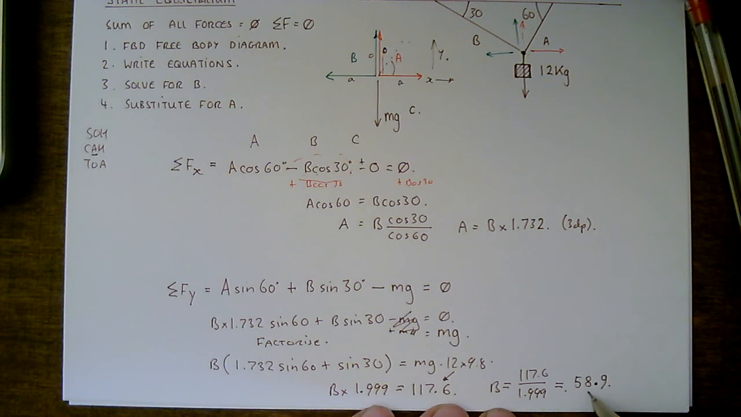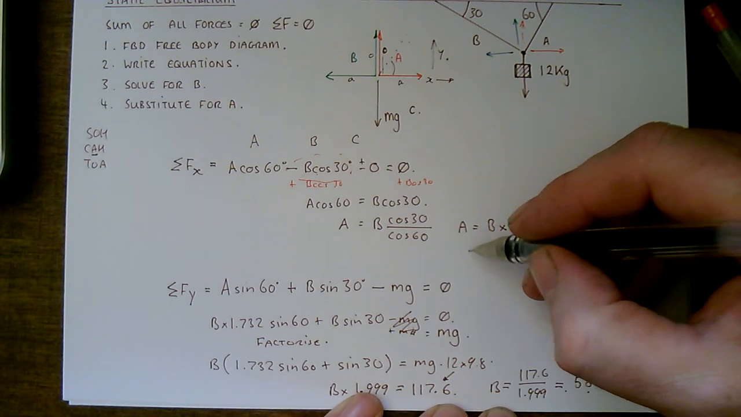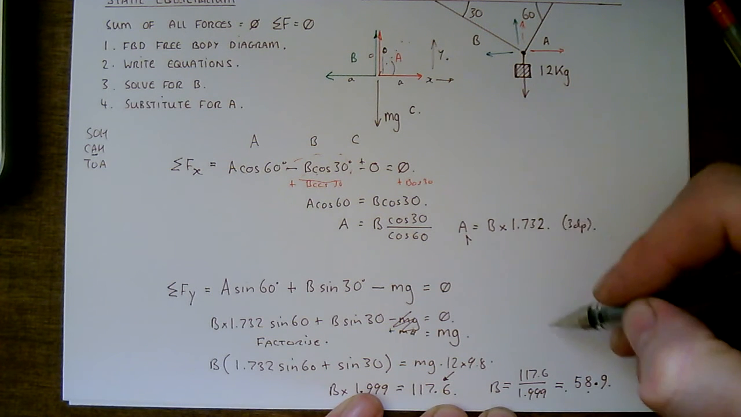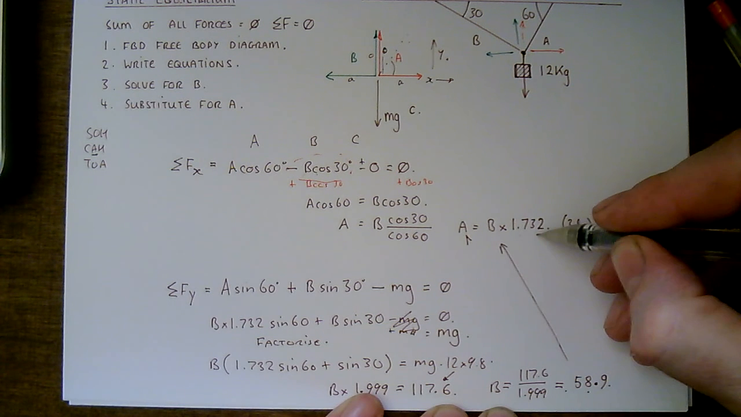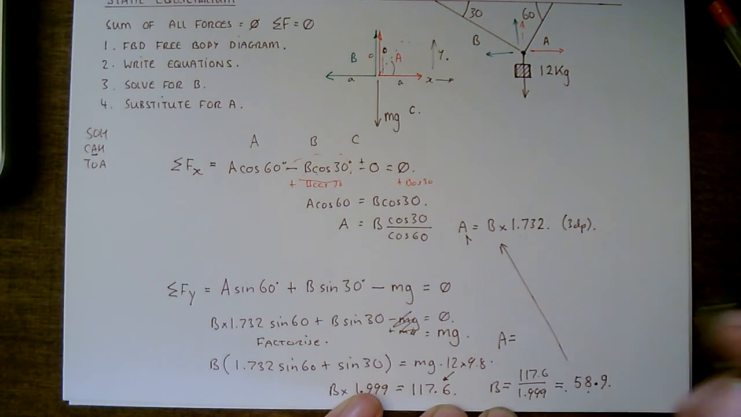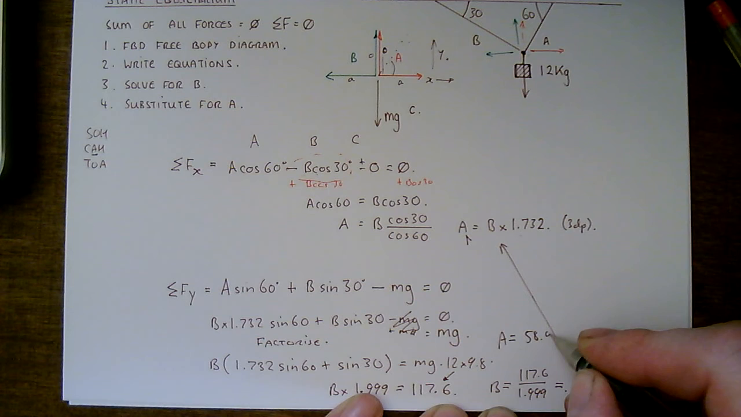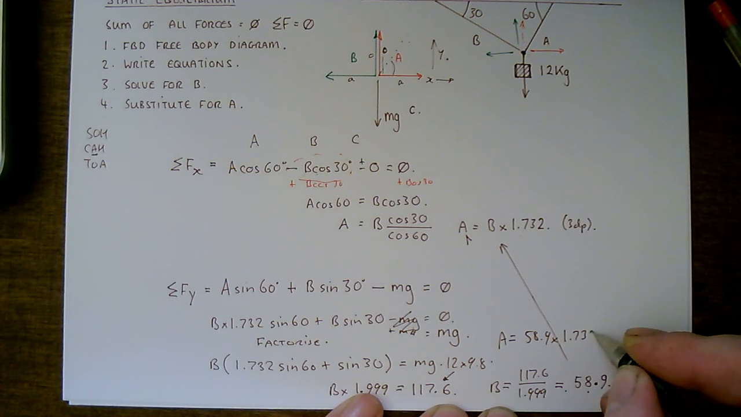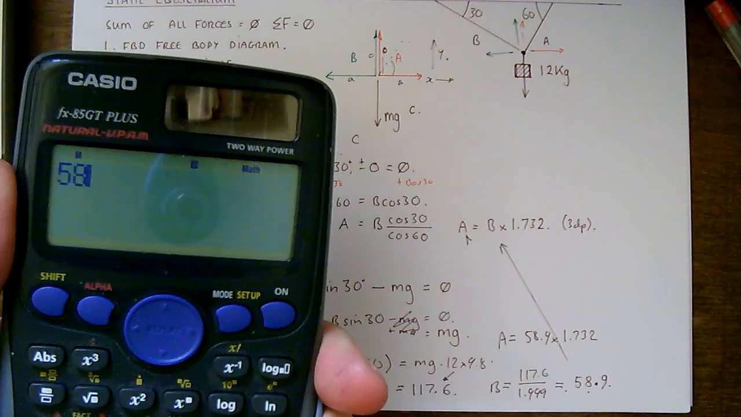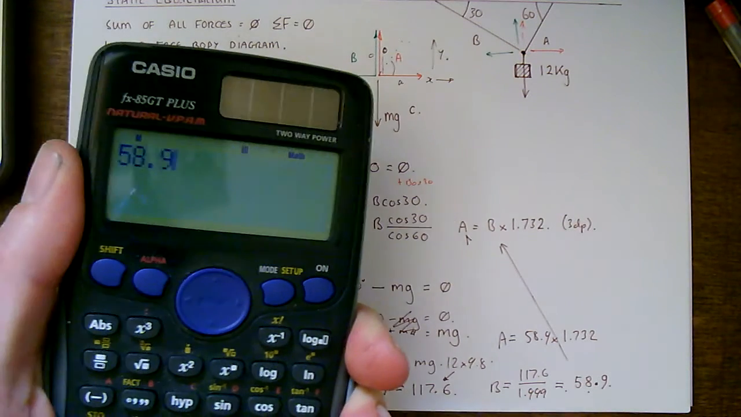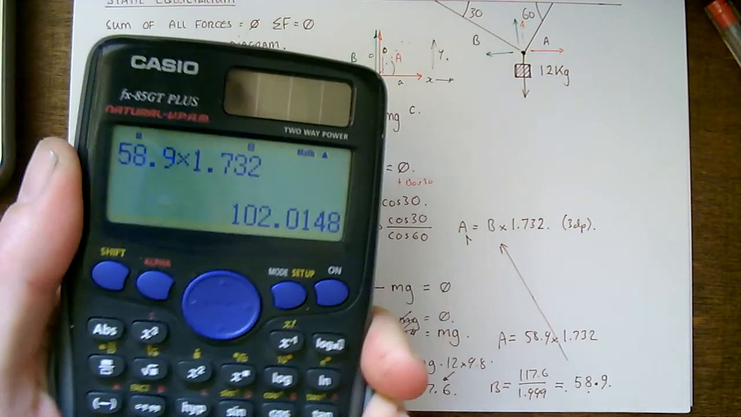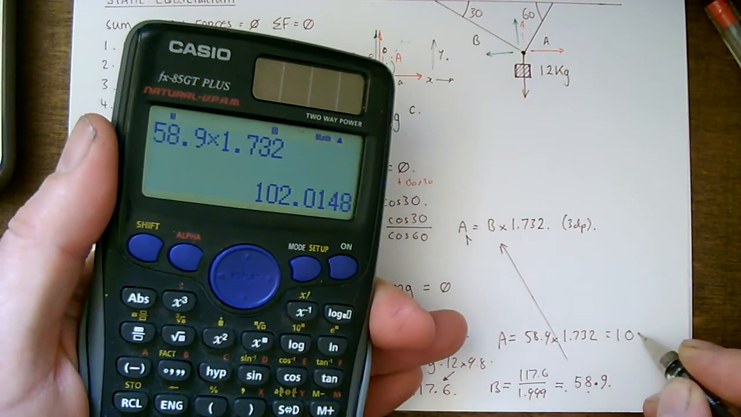So B is equal to 58.9, but what we also know is A here is equal to B times 1.732. So A now is equal to 58.9 times 1.732. So if we do that, A would be equal to 102.